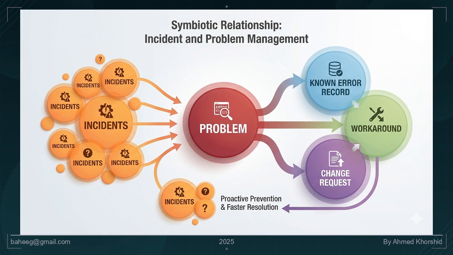Figure: extra detailed AI-ready prompt for AI-generated diagram showing the symbiotic relationship between incident and problem management. On the left, a cluster of incident bubbles, smaller, in a color like orange, flow into a central problem bubble, larger, in a color like red. Arrows from the problem bubble lead to outputs like known error record, workaround, and change request.